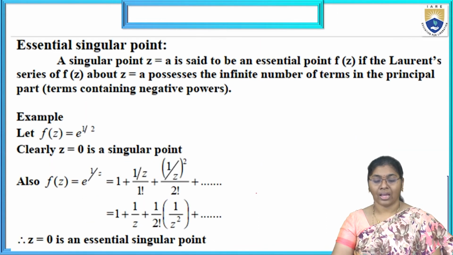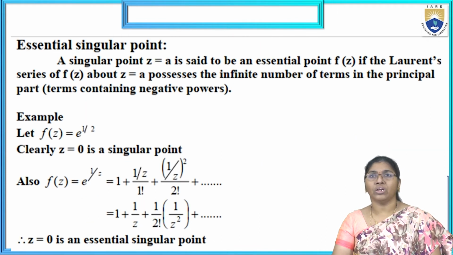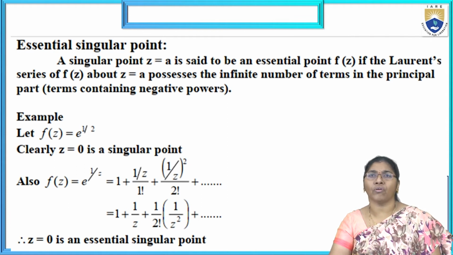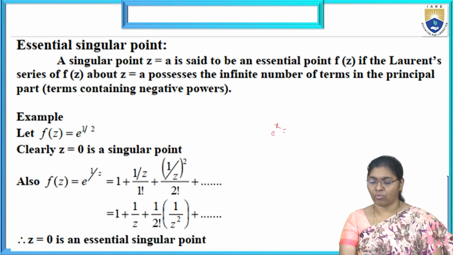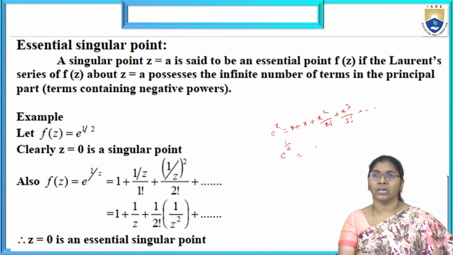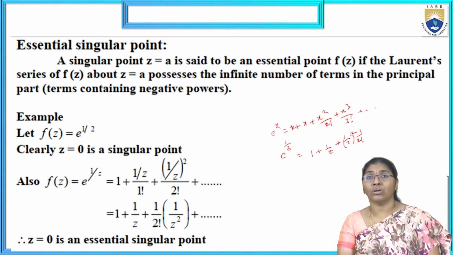Now next, essential singular point. A singular point z equal to a is said to be an essential singular point of f of z if the Laurent series of f of z about z equal to a possesses infinitely many terms. Here we are considering e power x equal to 1 plus x plus x square by 2 factorial plus x cube by 3 factorial plus, and so on. That can be written in terms of 1 by z: 1 plus 1 by z by 1 factorial plus 1 by z whole square by 2 factorial, like that. Then it is the Laurent series expansion.